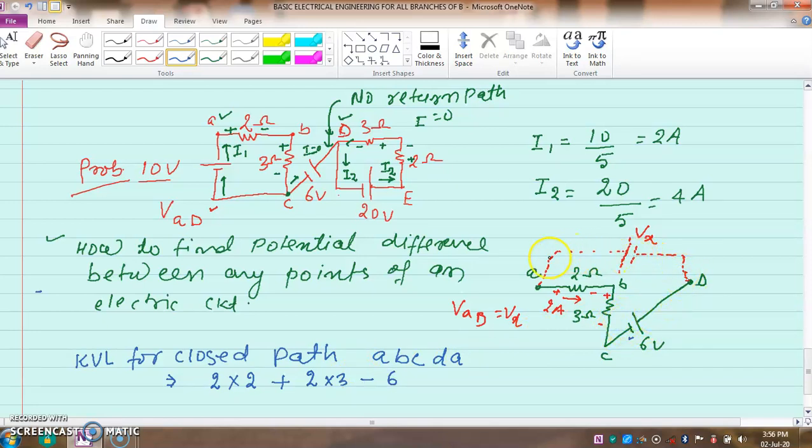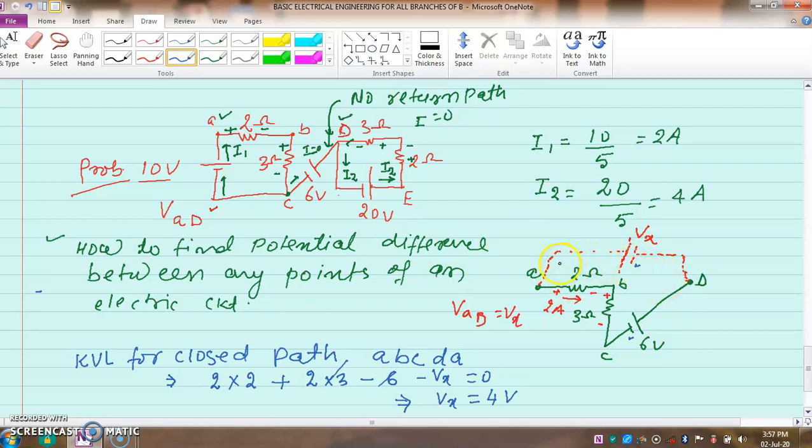Now D to A you are coming. Your entry point is negative, so you have to write minus Vx equal to 0. After solving this, you will get the value of Vx equal to 6 and 6, this will cancel out, so you will get 4 volt. So for any complicated circuit, whatever it may be, this is a very simple way to find the potential difference between any two ends of a circuit.